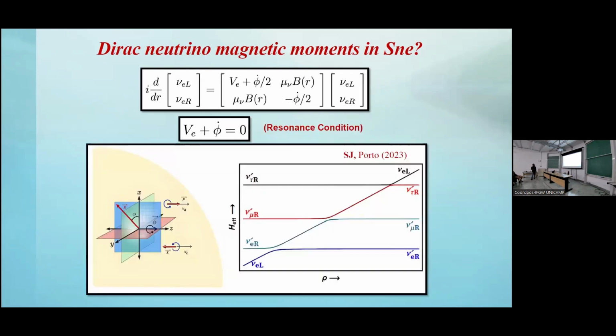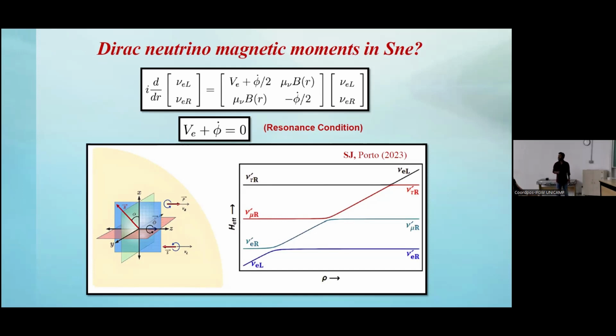But we found that if your magnetic field inside the supernova is a kind of twisting in nature, it can create some extra phase which will appear here, and then that can lead to some new resonance feature.